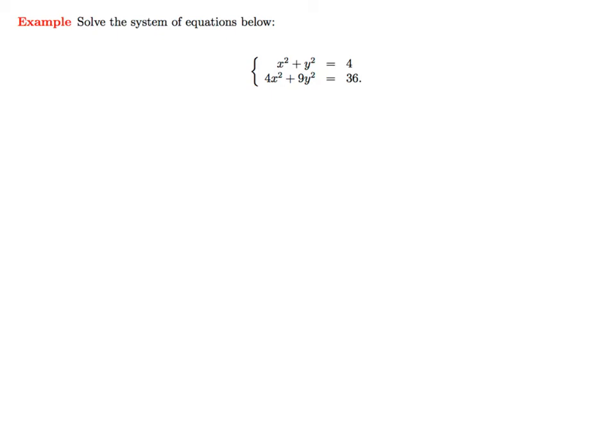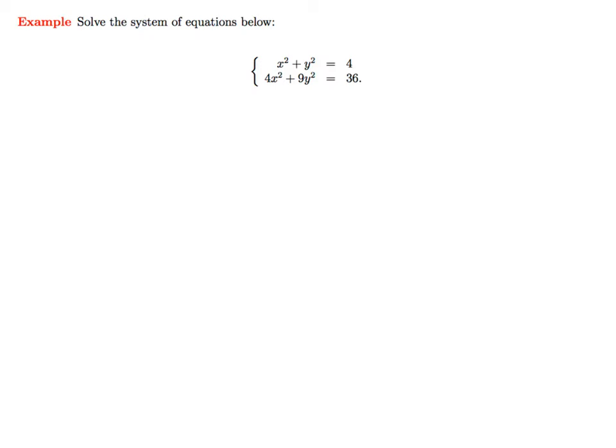For this example, we want to solve the given nonlinear system of equations. And we say that this system is nonlinear because there are terms that involve x and y that have degrees, in this case 2, that are bigger than 1. But we can apply similar techniques that we used with linear systems to solve nonlinear systems.